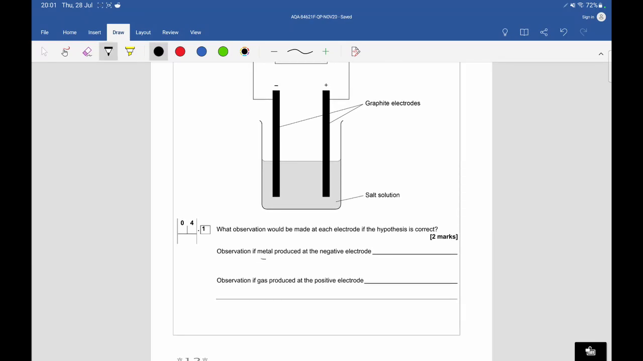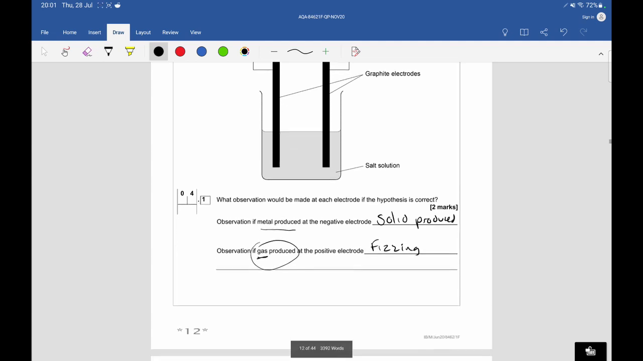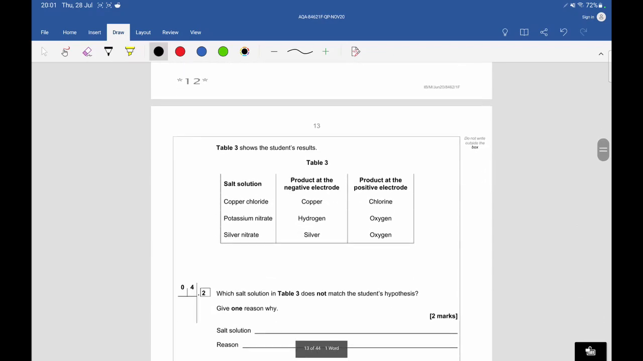Well, if a metal's going to be produced somewhere, we know that we're going to see a solid being produced at this electrode, some kind of solid. It probably changed colour. You could mention this here as well. Might go silver, something like copper might go like a browny orange colour. That's really obvious. And if a gas is being produced, we're going to see fizzing. We can see bubbles. We could also say effervescence. You can't just say a gas being produced because that's in the question. So we have to say what you're going to see. Well, you're going to see fizzing. You're going to see bubbles at the positive electrode in this question.